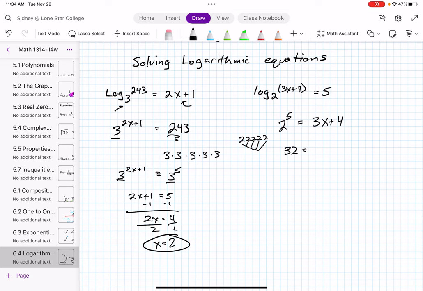So I have 32 is equal to 3x plus 4. If I go from there, I get 28 is equal to 3x. Divide both sides by 3, and that's just a really ugly number. It's just 28 thirds. There's really not much more I can do with that. It's just ugly, and that's okay.